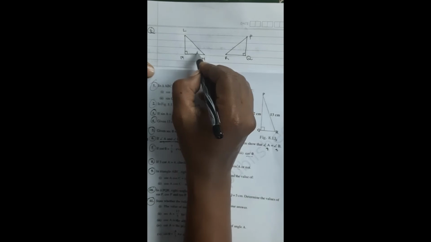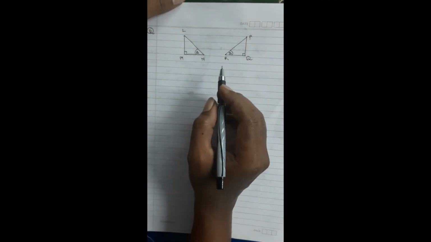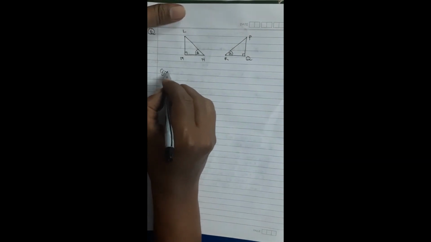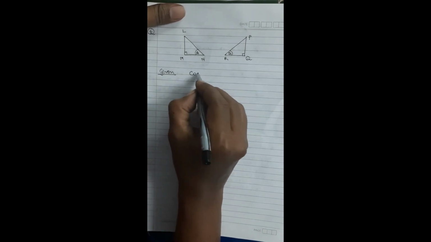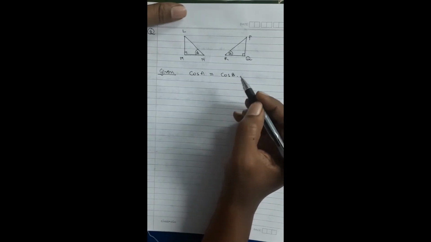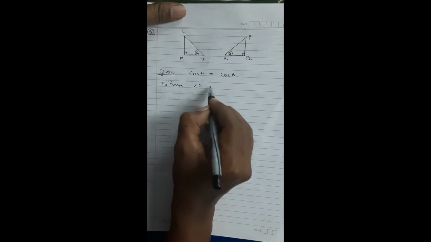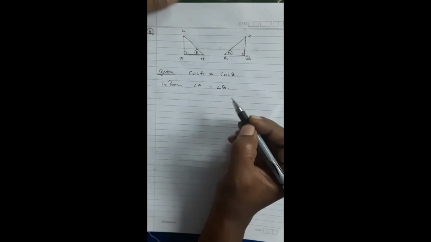Okay, this is angle now because they are actually, I like to have the same vertex, angle A, angle B, they are two different angles. Okay, now what will happen is that we have to prove that here it is given cos of A is equal to cos of angle B. To prove angle A is equal to angle B.